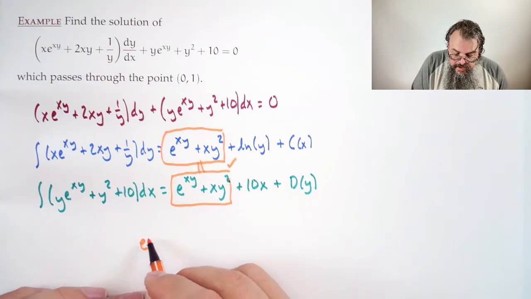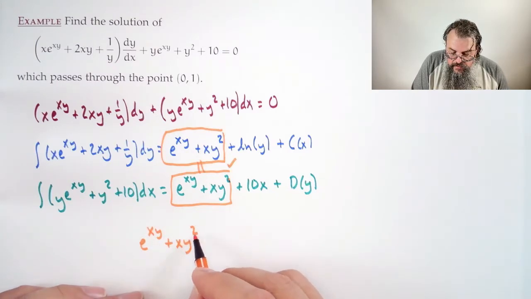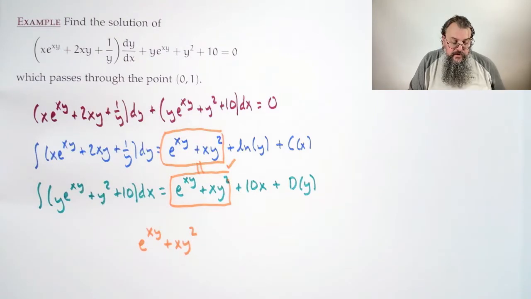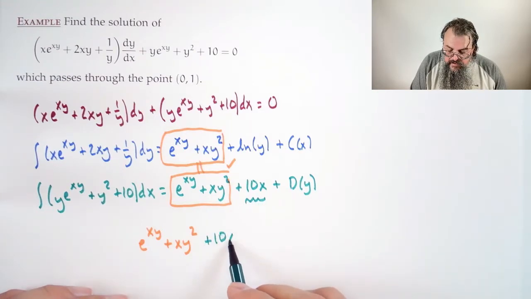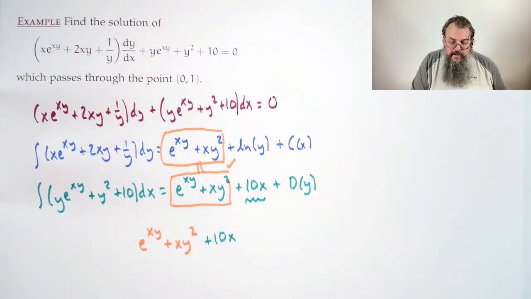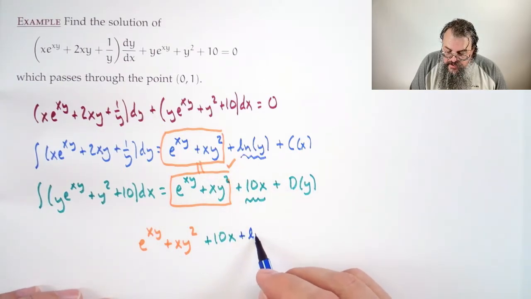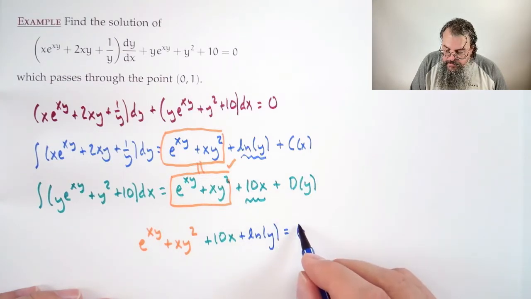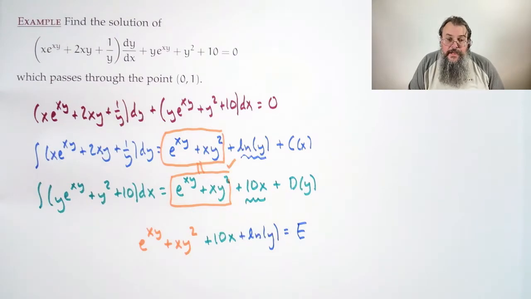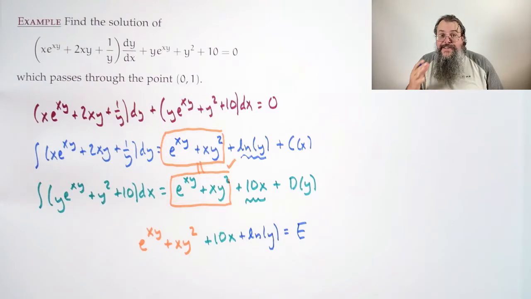And we can start building our function by putting that part down, e to the xy plus xy squared. And now we go through and grab our pieces. So here we can grab our term just involving x, plus 10x. And then from our other term, we can grab our term just involving y, plus natural log of y equals a constant. I suppose I should keep working my way up through the alphabet. So equals e. Now, because we have an initial point, that says we're not done yet.